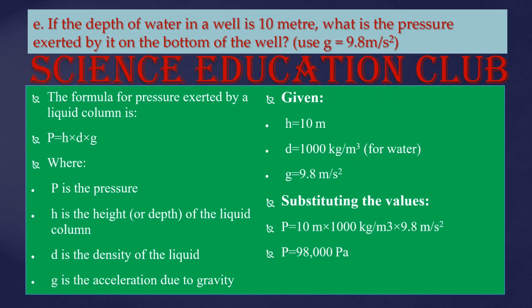If the depth of water in a well is 10 meter, what is the pressure exerted by it on the bottom of the well? Use g equals 9.8 meter per second square. Using the formula P equals SdG, we calculate the pressure as 98,000 Pascal.